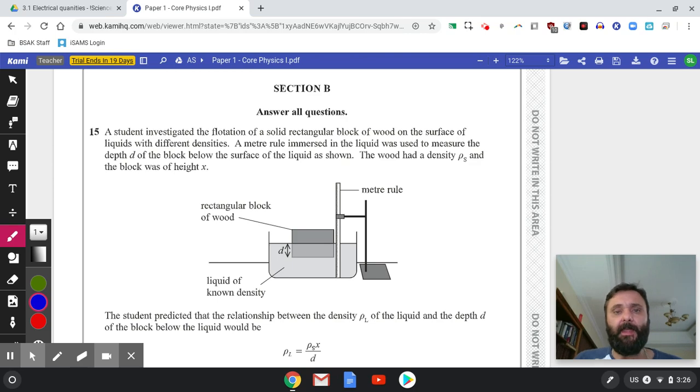Right, section B in the AS papers is all about practical skills. And this one is analysis skills. You've got to draw the graph. So all those graphs that we draw by hand in lessons are worthwhile, because it's a skill you need to show in the exams as well.